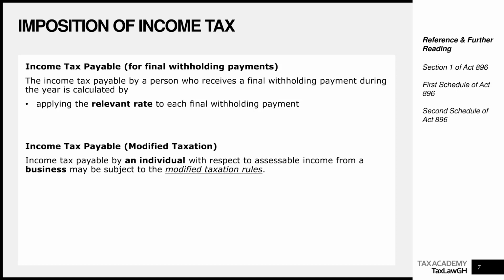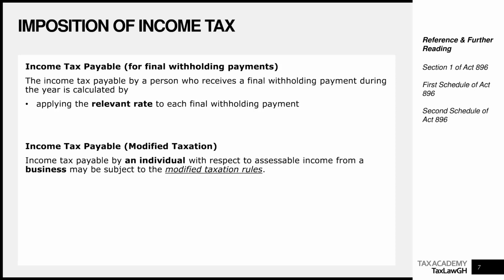Remember I mentioned the second schedule of the Income Tax Act. The second schedule says that for an individual, their assessable income from a business may be subject to something called the modified taxation rules. As the name implies, it is not normal, it is not usual, it is modified. It has been amended, it has been changed.